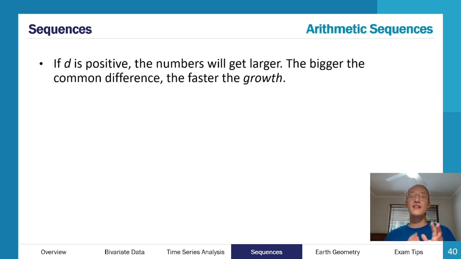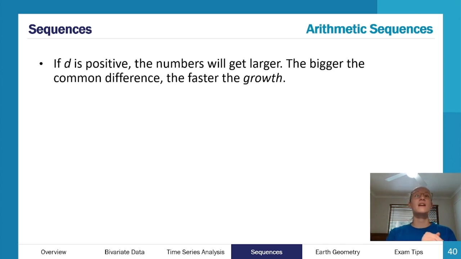So another thing to keep in mind, and I know this is a lot of new information, so it's okay if you have questions still, because this is probably quite new content for most of you. So if our common difference is positive, the numbers will get larger. That's what I talked about before. It will get bigger, more positive. And the bigger the common difference is, the faster the growth. So for example, if I'm adding 2 every time, our growth is going to grow at a constant rate, but it's still going to be slower.